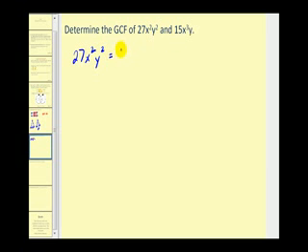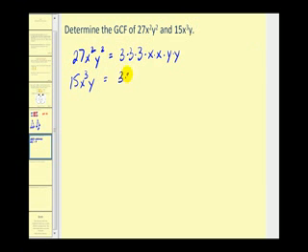27 would be 3 times 3 times 3. X squared would be 2 factors of x. Y squared is 2 factors of y. Now we'll do the same with 15. X cubed y. 15 is 3 times 5. X cubed would be 3 factors of x and 1 factor of y.